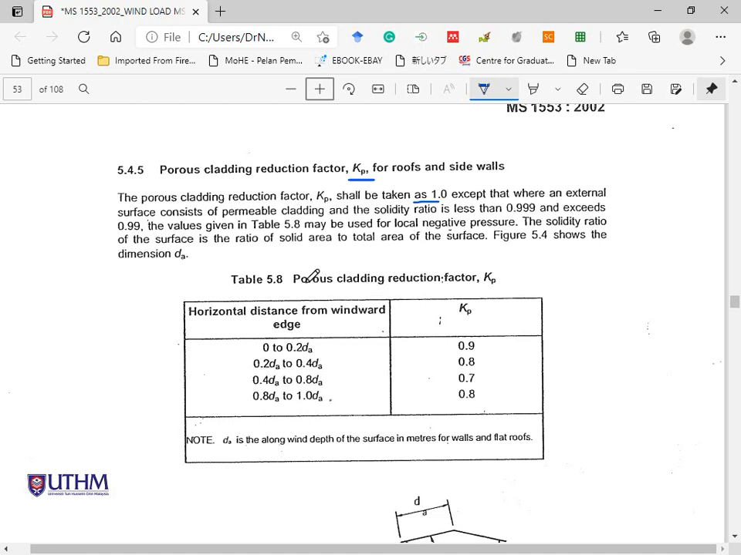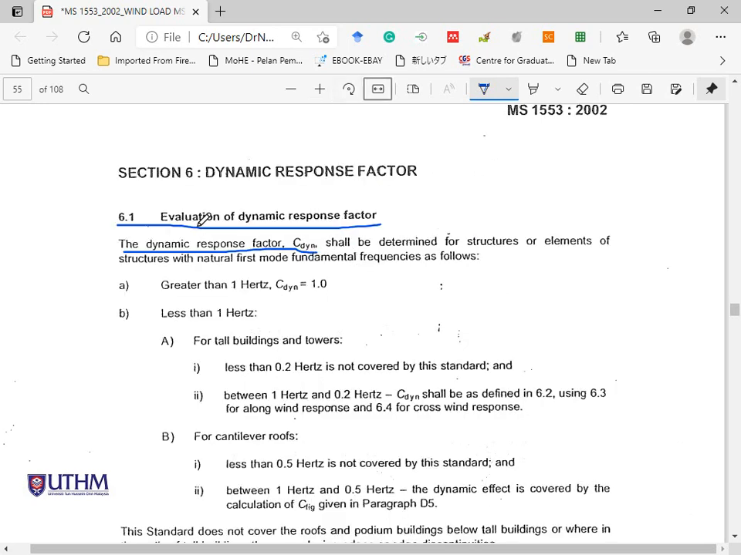Alright, then let's go to section 6. This is section 6 for the dynamic response factor, page 55. The C dynamic in this dynamic response factor shall be determined for structures or elements of structures with natural first mode fundamental frequency as follows. Dia ada perkataan natural first mode fundamental frequency kan. Ini semua adalah dynamic language, under the dynamic topic.